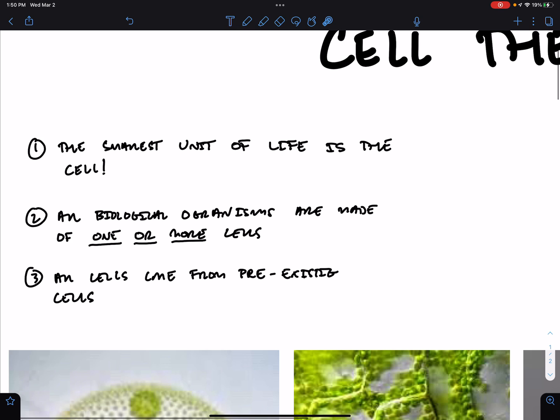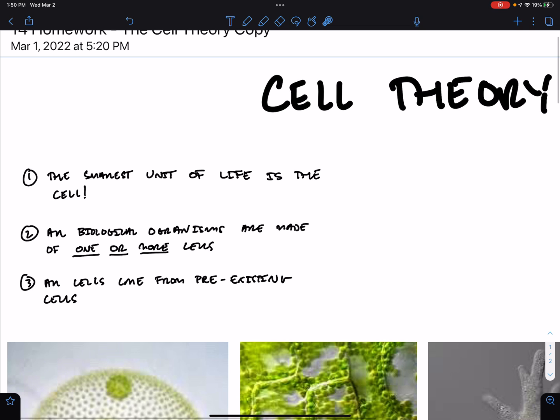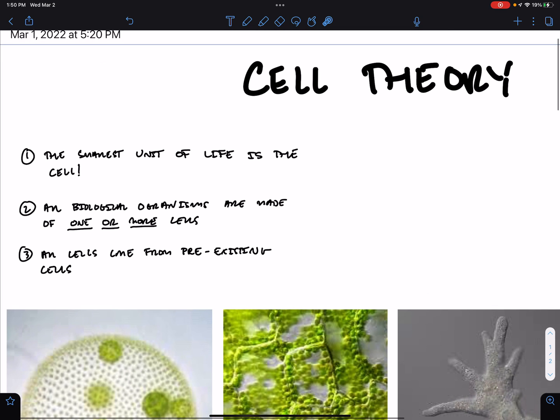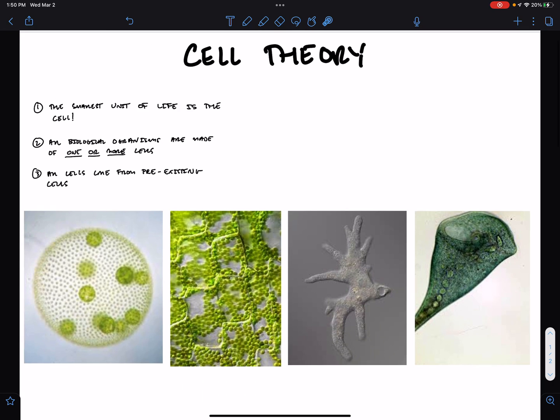Of course, I forgot the N here. This begs the question, well, where did the first cell come from? But that is not part of a less than 10-minute screencast, so we're not going to get into that now. But you should know that one of the most promising theories is a concentration gradient created by a hydrothermal vent deep within the ocean. Okay, so cell theory.